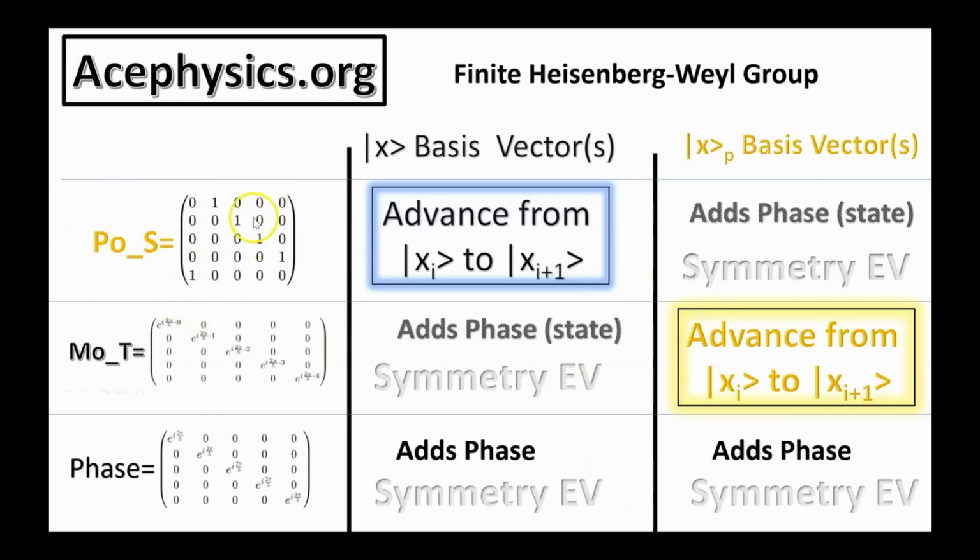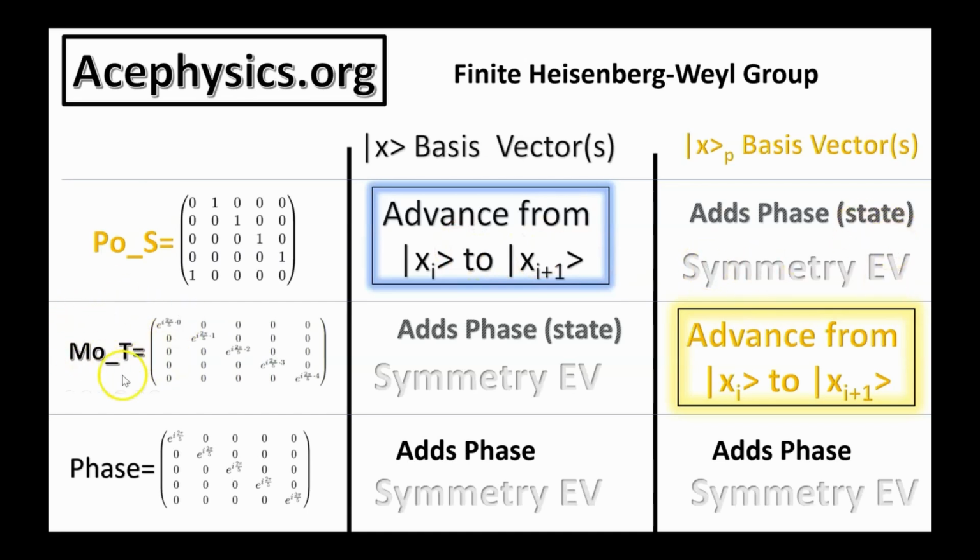This is the position shift matrix. When this acts onto a position vector in a position basis, it advances it from xi to xi plus 1. When it acts onto a position vector in the momentum basis, it just adds a phase, and that means that these are eigenvectors of this matrix, and so there's a symmetry there.